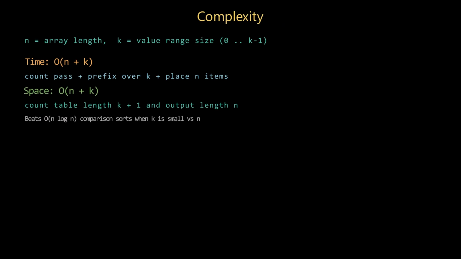Let n be the array length and k the size of the value range. Time is order n plus k, 1 pass to count, 1 pass over k buckets for the prefix, and 1 pass to place n items. Space is order n plus k for the count table and the output buffer.